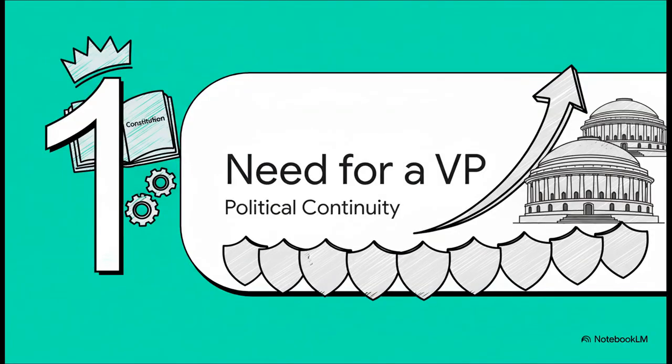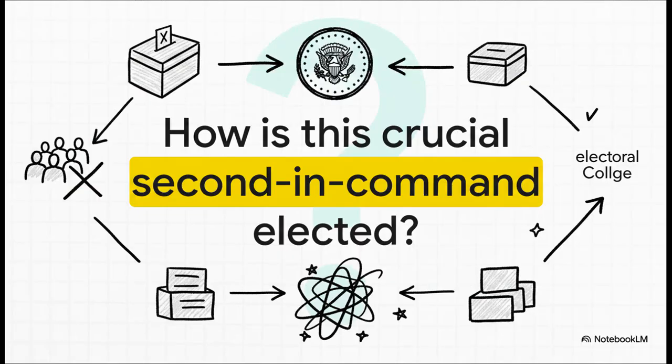So where does this office even come from? Well, you'll find it right there in Article 63 of the Constitution. It just says, "There shall be a Vice President of India." Simple as that. As the second highest office in the country, its main job is to maintain political continuity. Think of it as a constitutional fail-safe, a way to make sure there's never a power vacuum at the very top.